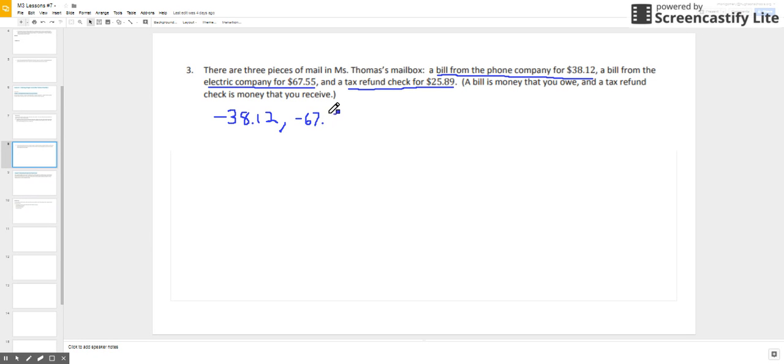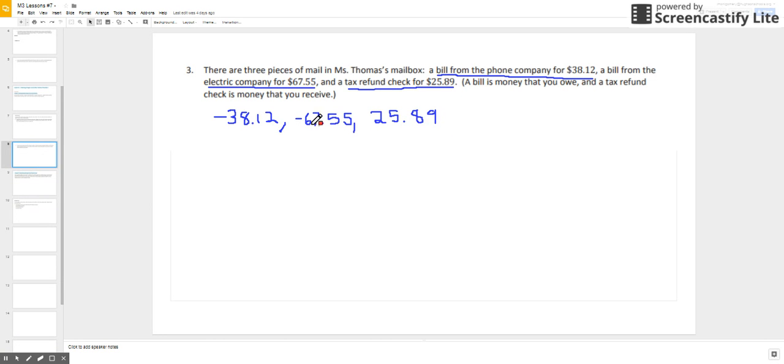Kind of some more vocabulary here. And then we have a refund. Well, a refund check is something you get back, so that is a positive number. We're receiving this. This is something that is actually owed to us or given to us. Well, if we look at these, we're going to continue ordering from least to greatest. Remember, because this is the only positive number, it has to go last.